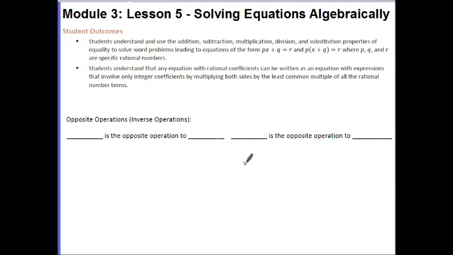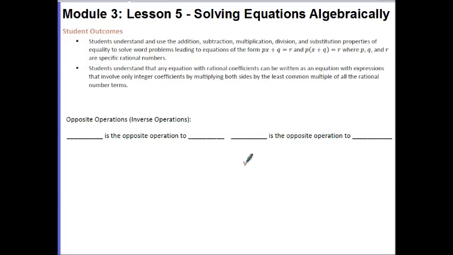Today's lesson is Module 3, Lesson 5, Solving Equations Algebraically. Your outcomes for today's lesson are students understand and use the addition, subtraction, multiplication, division, and substitution properties of equality to solve word problems leading to equations of the form px plus q equals r and p times the quantity x plus q equals r, where p, q, and r are specific rational numbers.